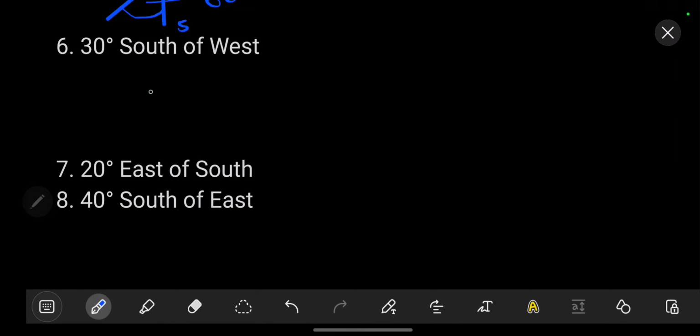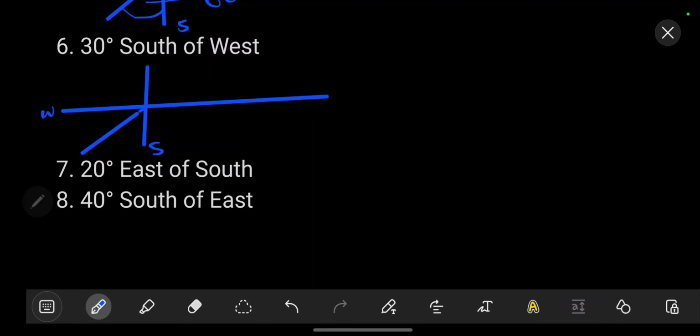So let's look at this one. Let's say we have our 30 degrees south of west. Let me put it somewhere here. South of west simply means south is there, west is here. So south is down here. So go down while going to your west like that.